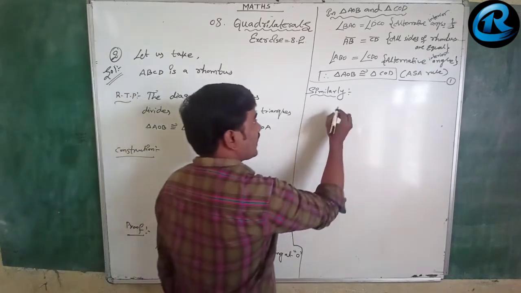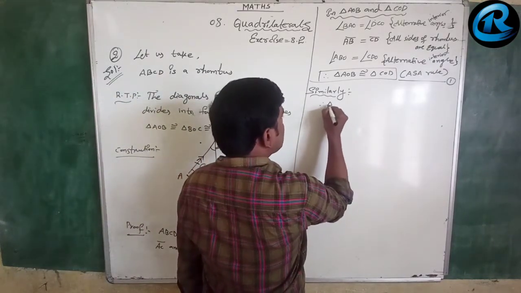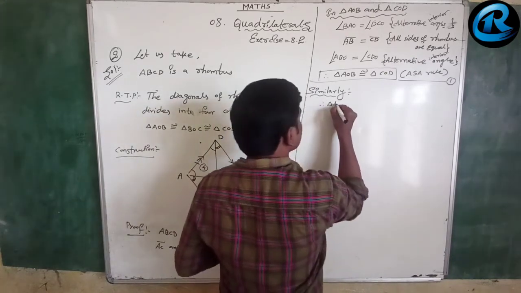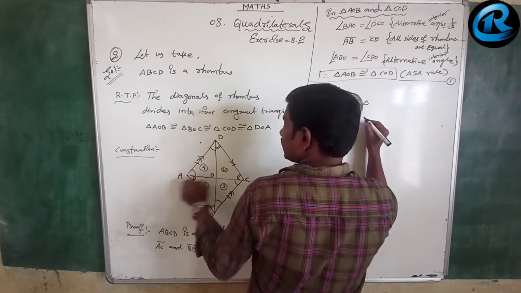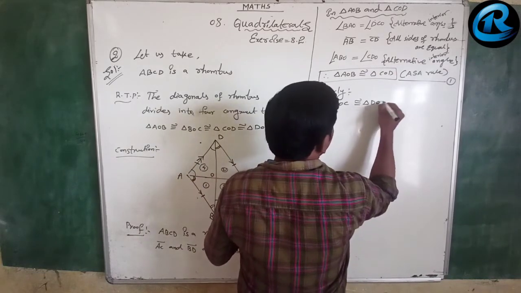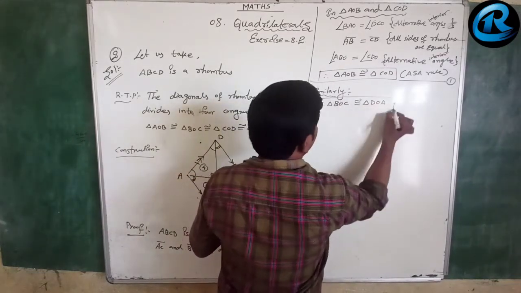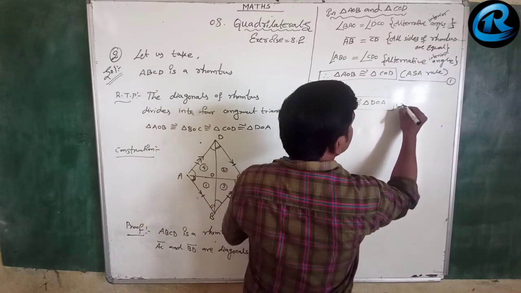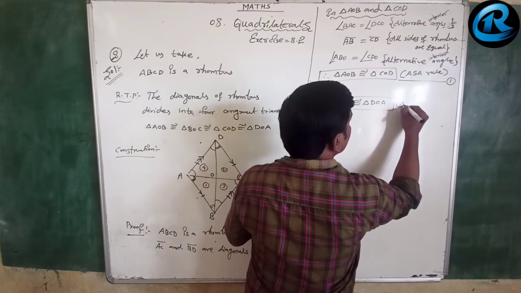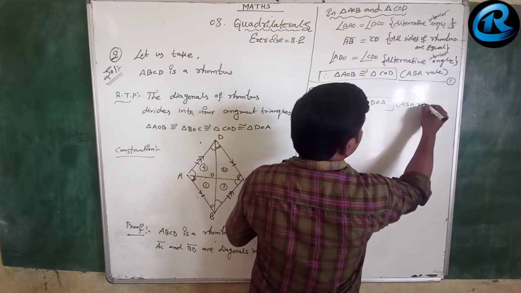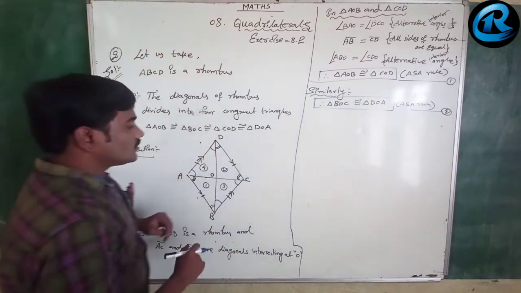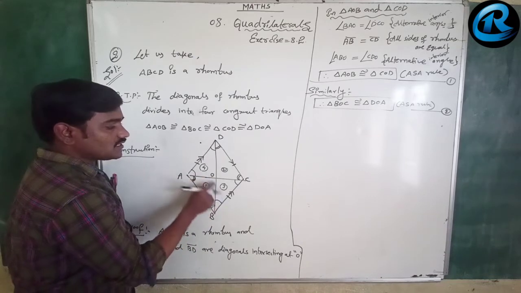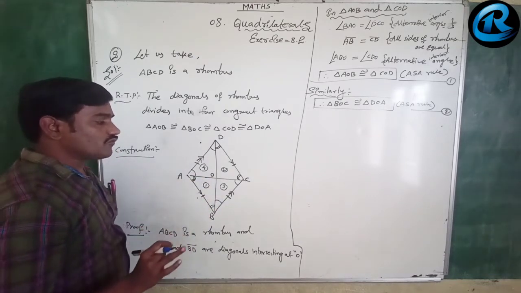Similarly, we can write now triangle BOC is congruent to triangle AOD, or DOA, by the same angle side angle rule. This is equation number 2. So these two angles are congruent and these two angles are congruent. Now we have to prove it.